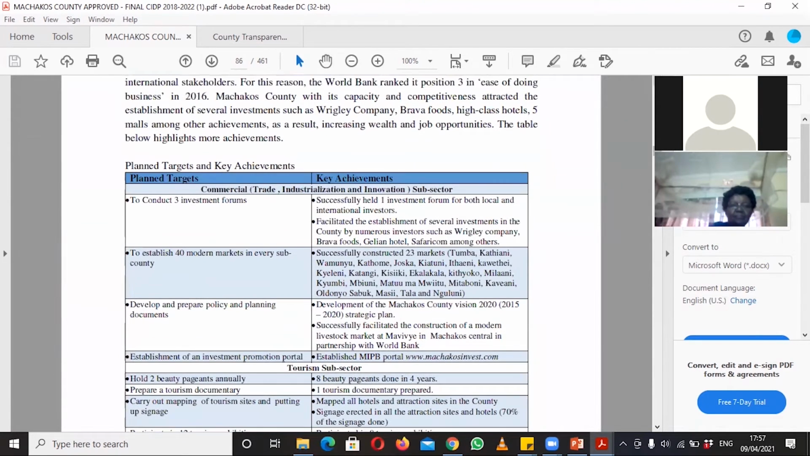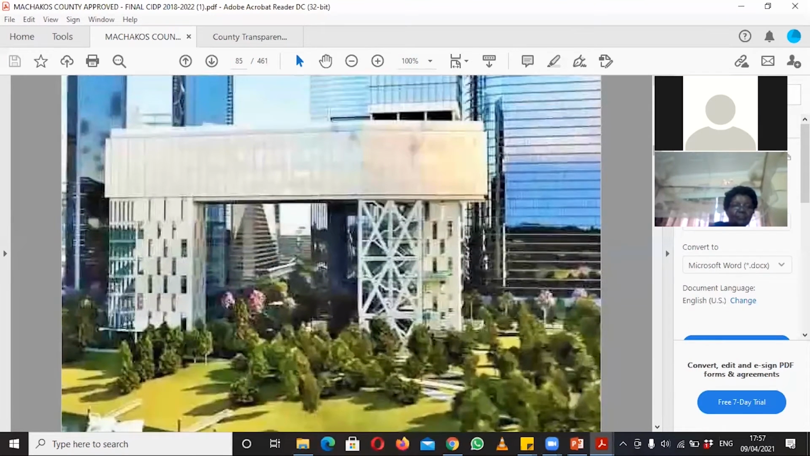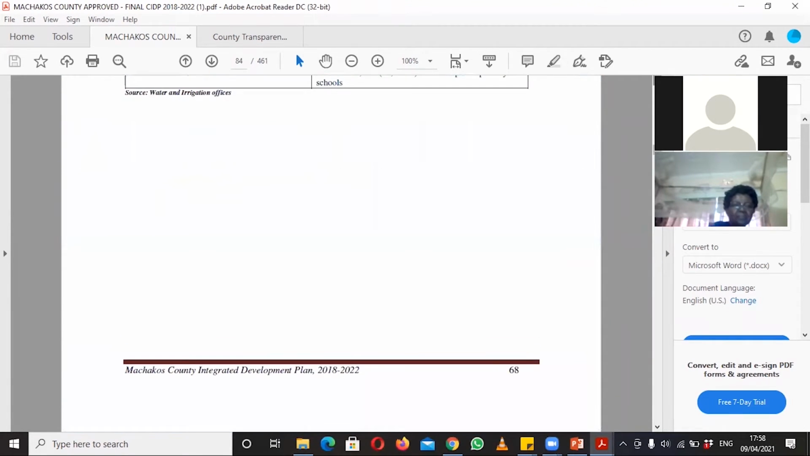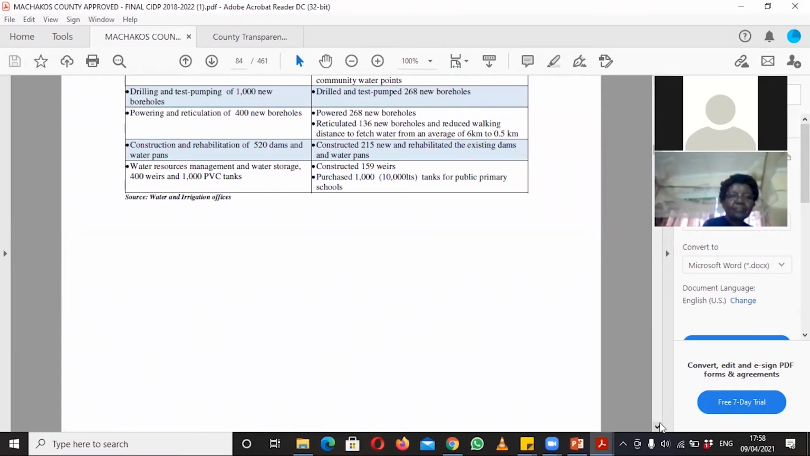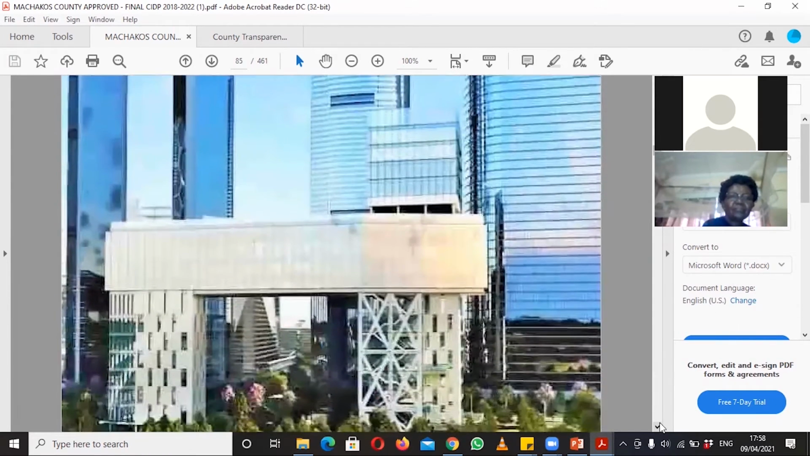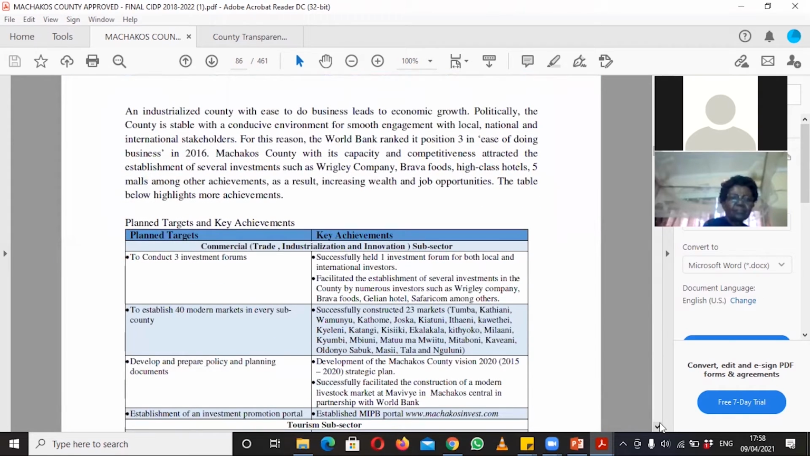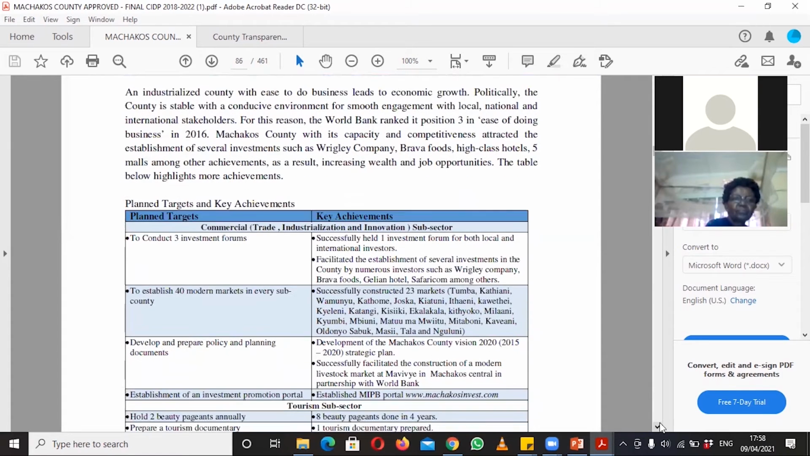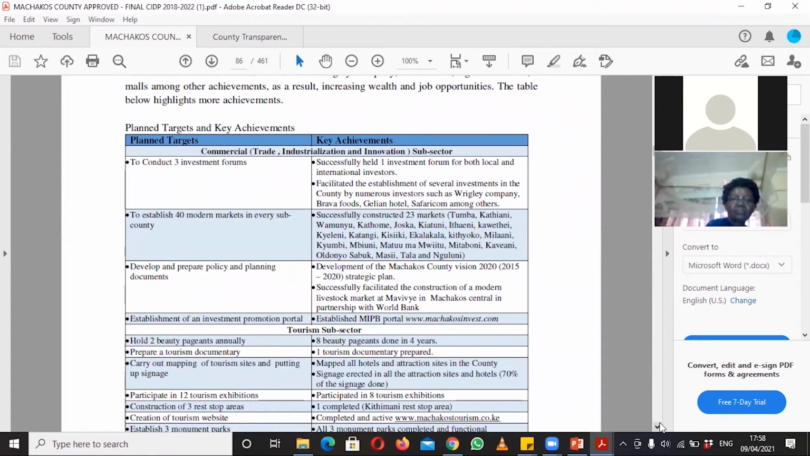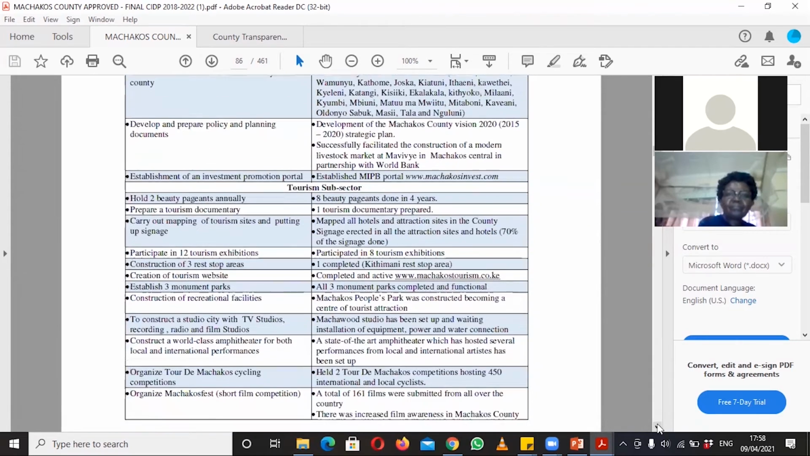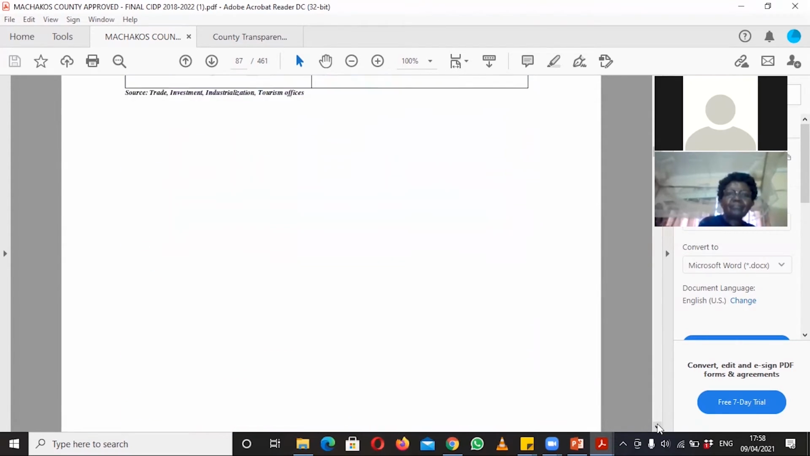This other one, I think this is trade and investment. So you can see an industrialized county with ease of doing business leads to economic growth. They had stated that they will conduct 3 investment forums, and they said they successfully held 1 investment forum for both local and international investors, and they facilitated the establishment of several investments in the county. So at least you can see with regard to historical information, the county is giving us that information.